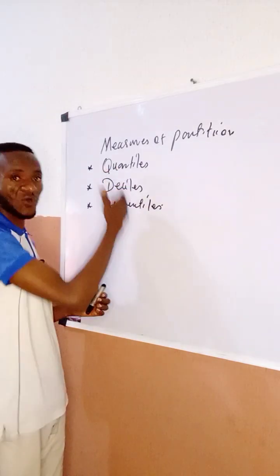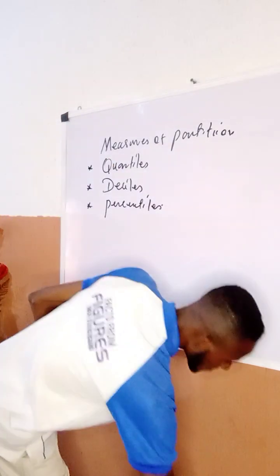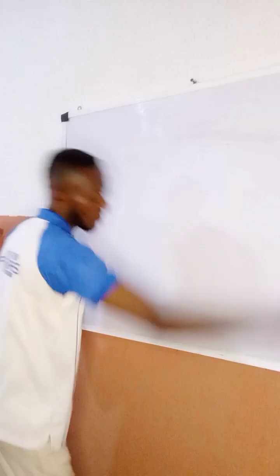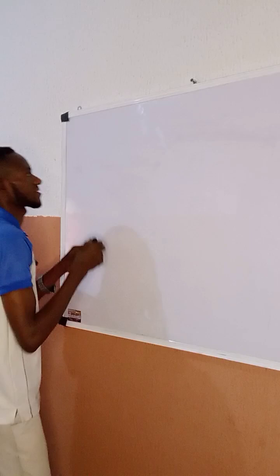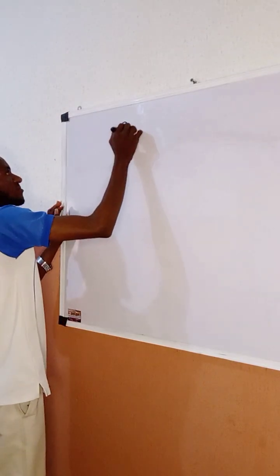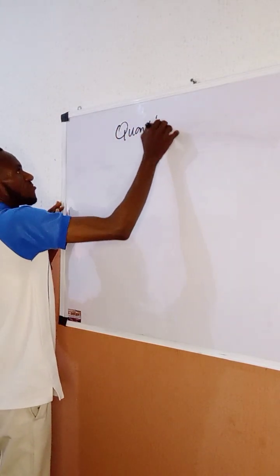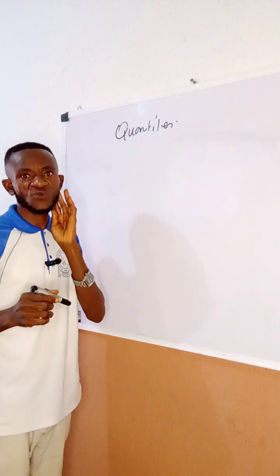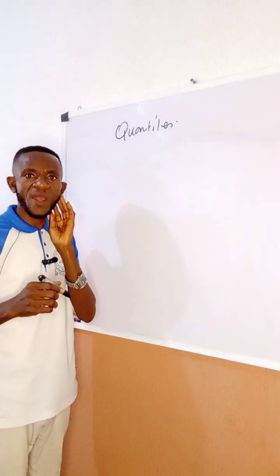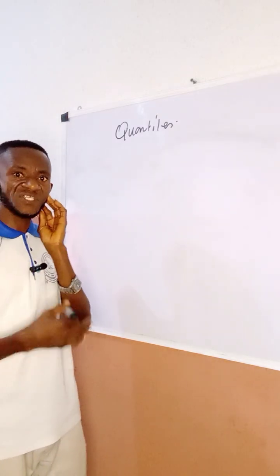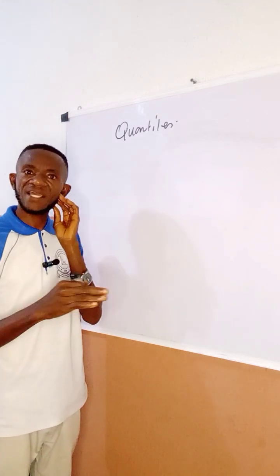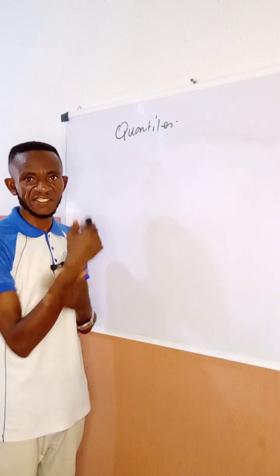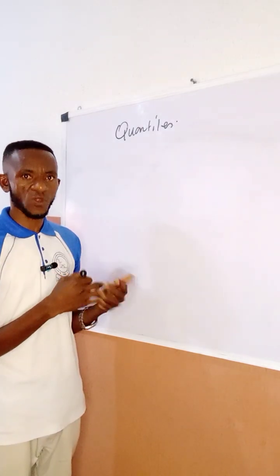So let me clean this board and start with the quartile. So we are talking about the quartiles. I really want us to understand in detail what quartile is and how one can go about computing them from a given data set effortlessly. So let us now do some illustration to showcase in detail what we mean by quartile.